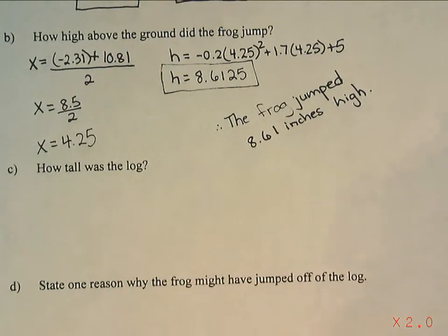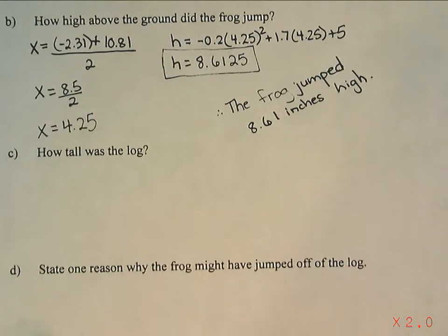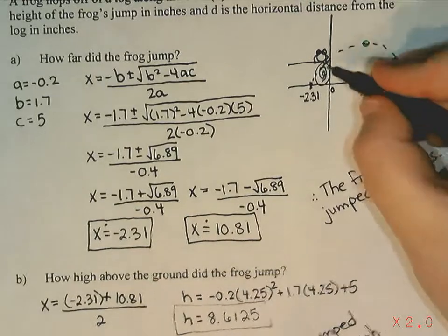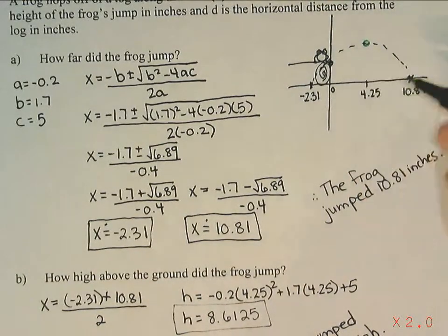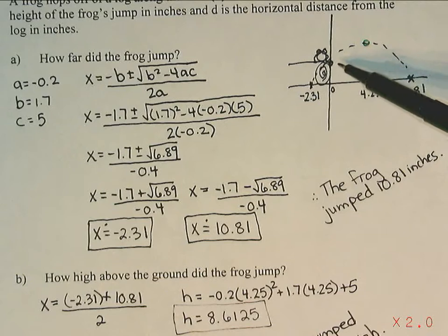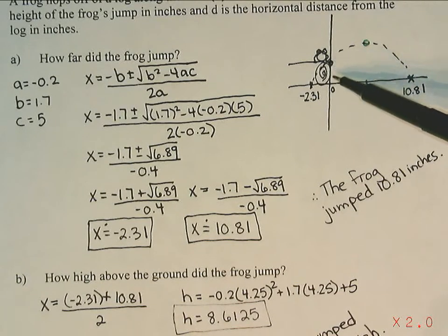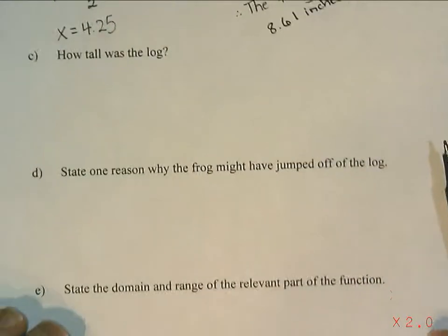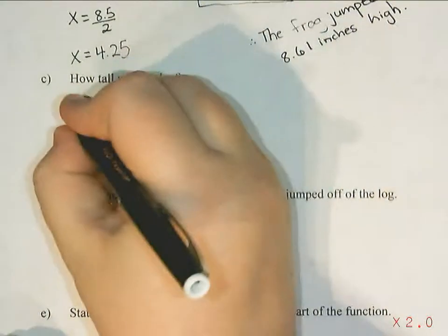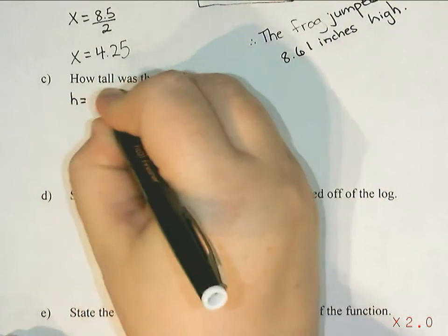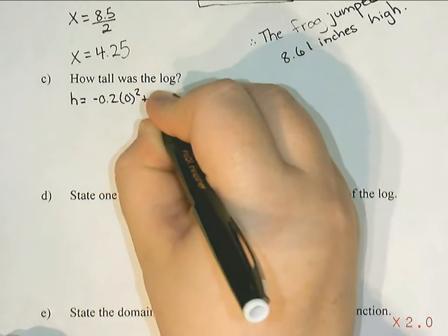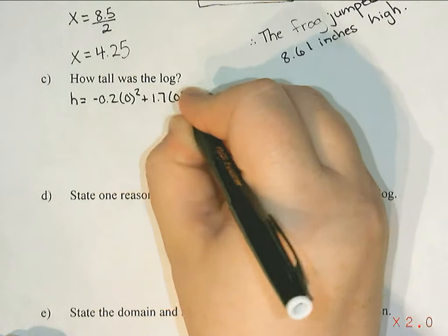Now, the next question says, how tall was the log? And if I take a look at the picture that we drew, the log is here at our y-intercept. So wherever the frog started on the y-axis, the y-intercept is how tall our log is. So to find the y-intercept, we always sub in x equals 0, or in this case, d equals 0. So I'm going to take my equation, and everywhere we see a d, we're going to put in 0. So my height is negative 0.2 times 0 squared plus 1.7 times 0 plus 5.